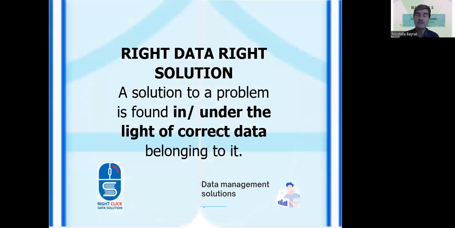Right data, right solution. The solution to a problem is found in, or under the light of, concrete data belonging to it, concerning it, relating to it, related to it, about it. Data about it. Data management solutions.